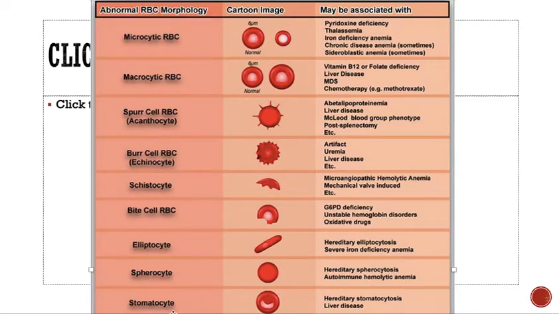Stomatocyte, see, they look like this one. Why are they called stomatocytes? See, you can see the mouth. Stoma is mouth, right? So, cells with a mouth-shaped area of pallor. Again, they can be present in hereditary stomatocytosis or liver disease.